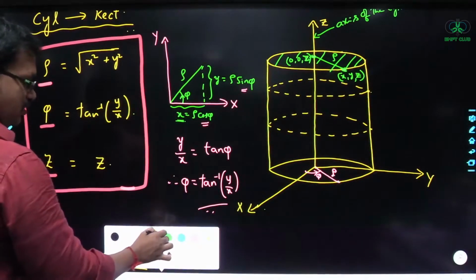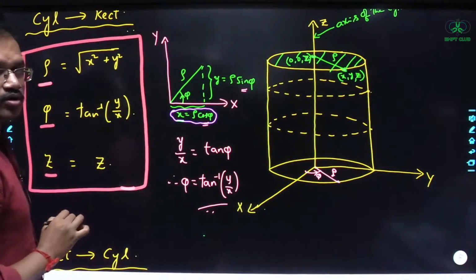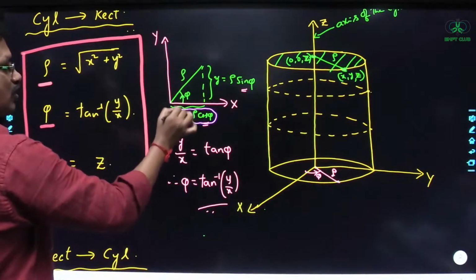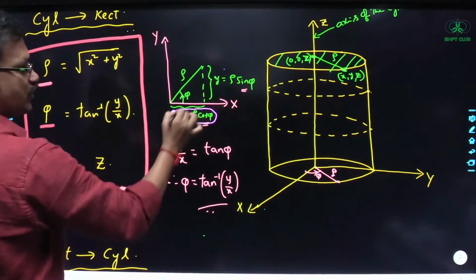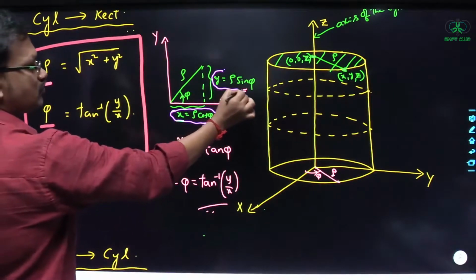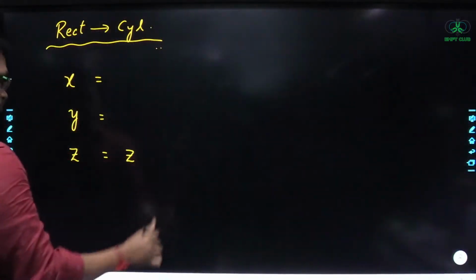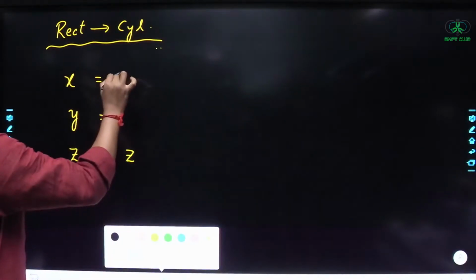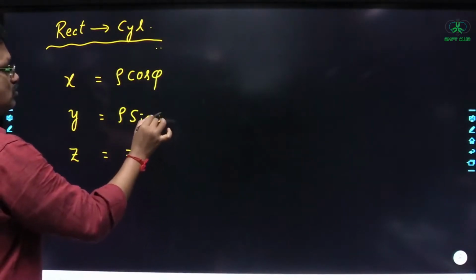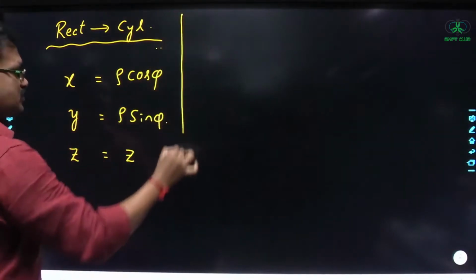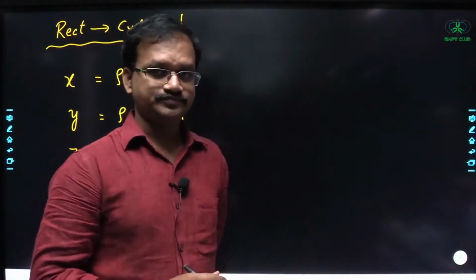If you observe here, x is equal to rho cos phi. That means the component of rho along x is rho cos phi, and the component of rho along y is rho sin phi. So x is equal to rho cos phi and y is equal to rho sin phi. Understood? You can directly write that. In this manner we can represent the rectangular coordinates in terms of cylindrical coordinates, right?